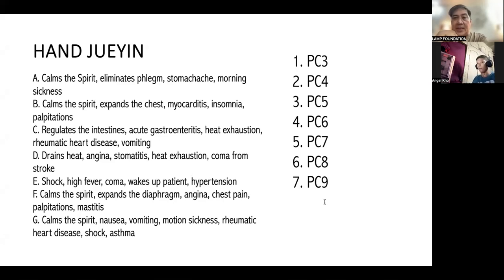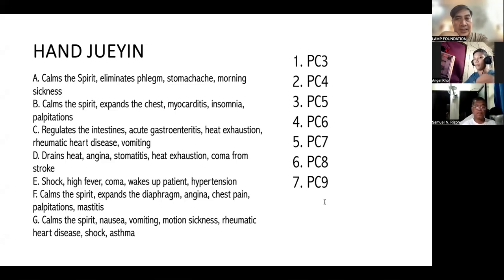So how do we remember this? Yeah, healthy point. Very good. The technique is that we should know the function of the C point. So the answer is letter C. For pericardium 3, it regulates the intestines. So you might be wondering, what does the intestine have to do with the pericardium?